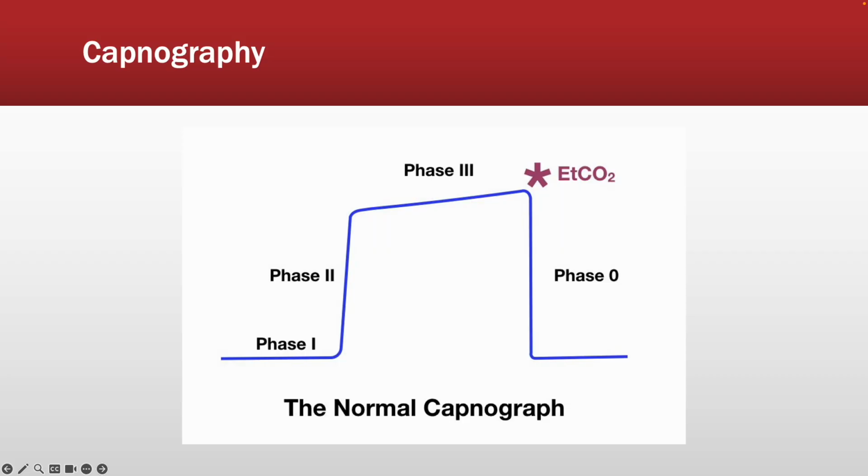And there you see it. You've got your baseline. When you start to exhale, that's phase 2. The plateau during exhalation is phase 3, and your EtCO2 number is going to be your peak expiratory exhaled CO2. That's going to be at the end of phase 3. And then when you start to inhale again, that's going to be phase 4, or in this one it's phase 0. That brings you back to baseline as you inhale and your numbers go back down.